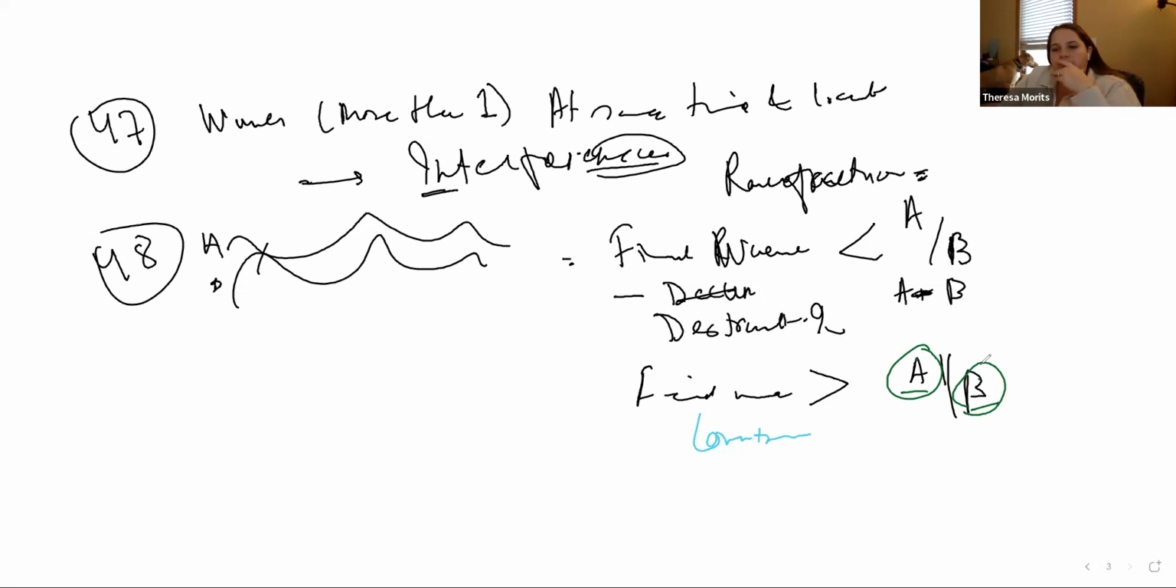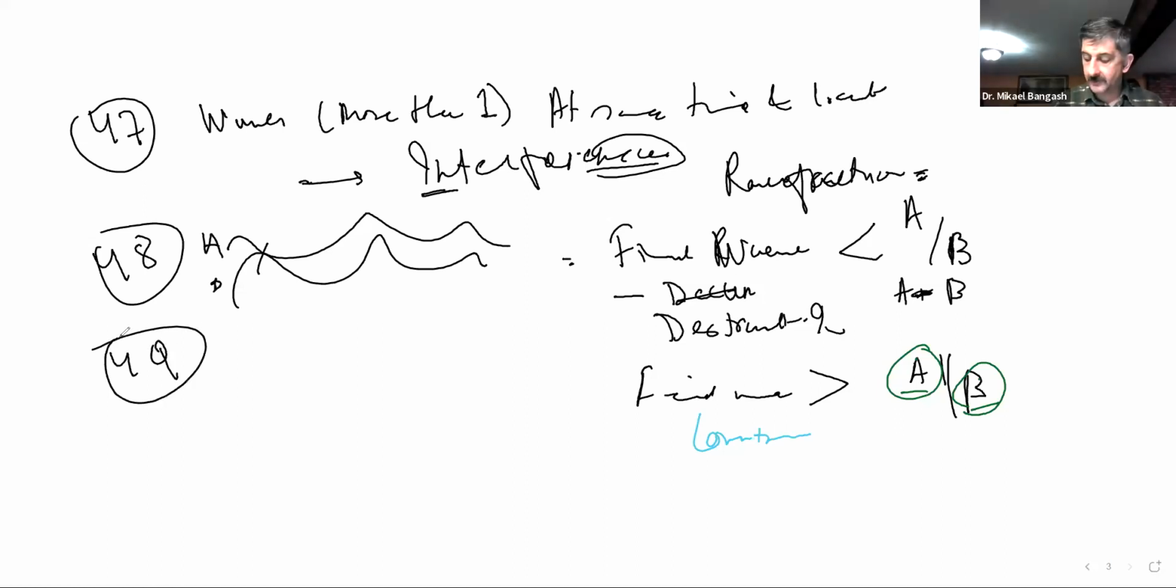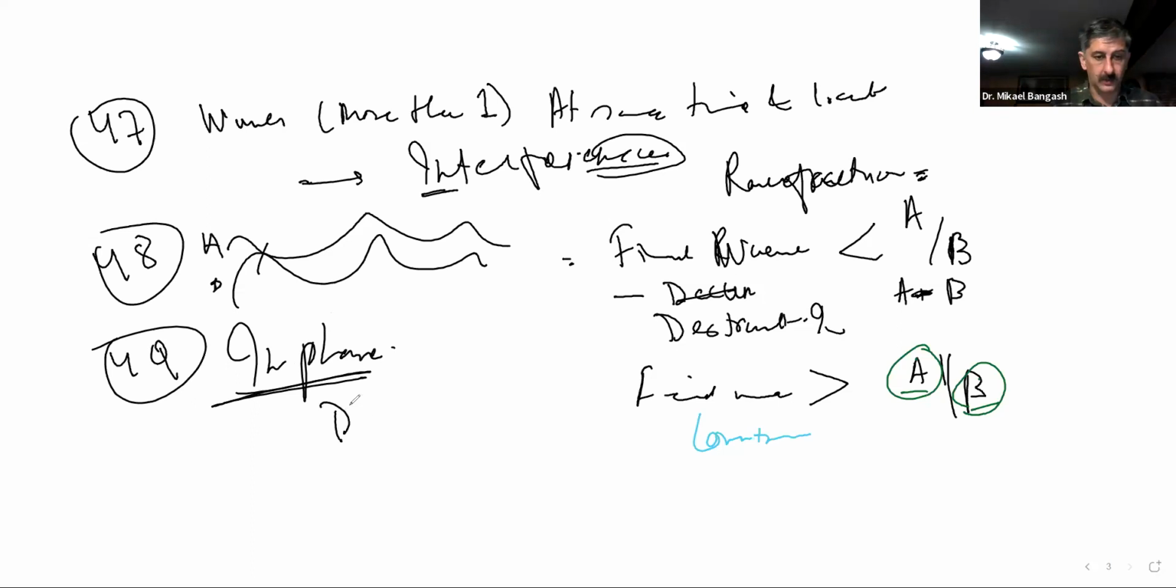Good. The last question of this chapter, question 49. Now a pair of waves are in phase. So what do we have? The waves are in phase. It's a pair, so it's two waves. What occurs when these waves interfere? Now that's easy to remember, as I said. That's going to be constructive interference.